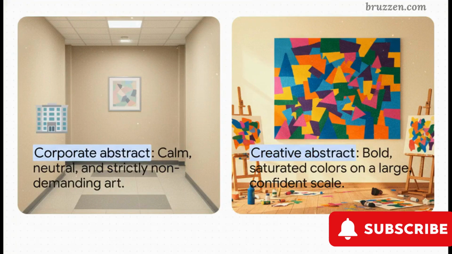Now, context is literally everything, especially when we're talking about abstract art. In a standard corporate office, abstract art generally needs to be calm, neutral, and non-demanding. But in a creative space, you need bold, saturated colors and large scale. Think 36 by 48 inches or even bigger. A large piece reads as confident, while small pieces read as cautious. So, a vibrant, geometric print in a creative office projects this amazing, confident balance of precision and visual risk.